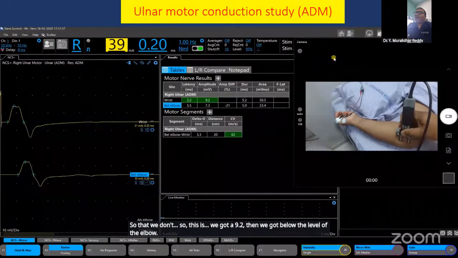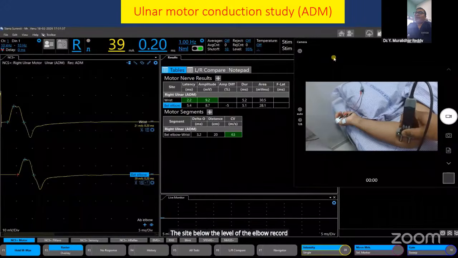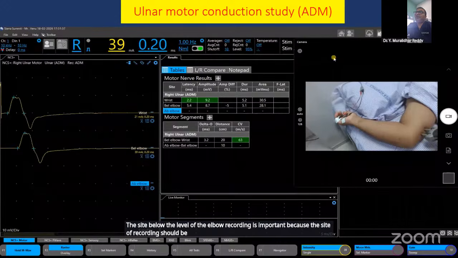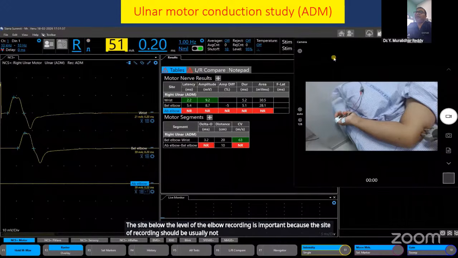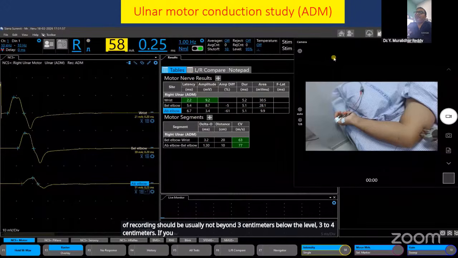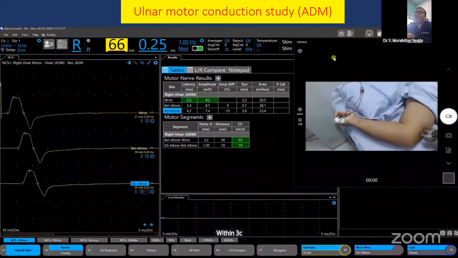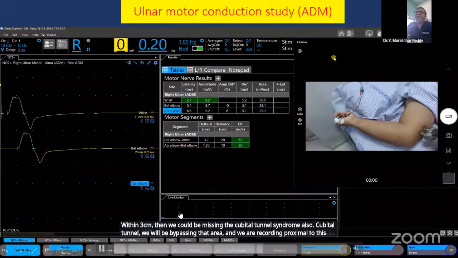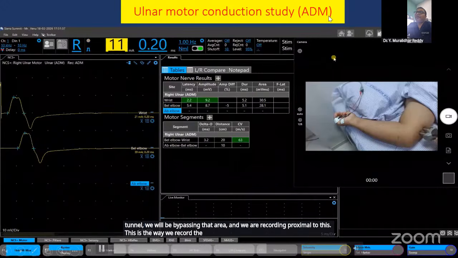The site below the level of the elbow recording is important because the site of recording should usually not be beyond 3 centimeters below the level, 3 to 4 centimeters. If you record just within 3 centimeters, then we could be missing the cubital tunnel syndrome also. We will be bypassing that area, and we are recording proximal to this. This is the way we record the classical ADM recording.